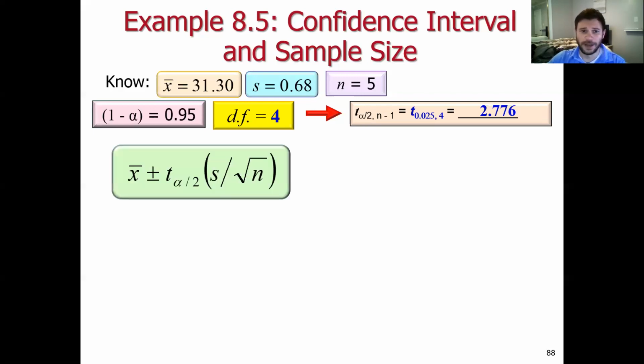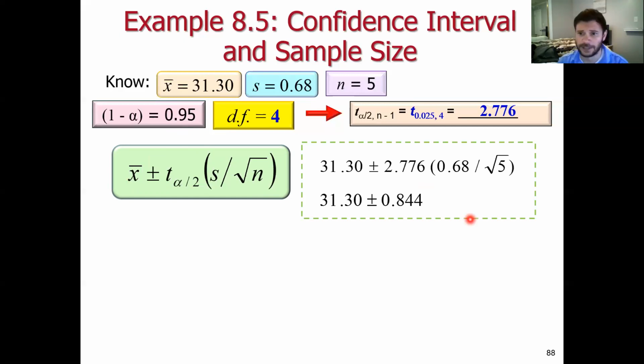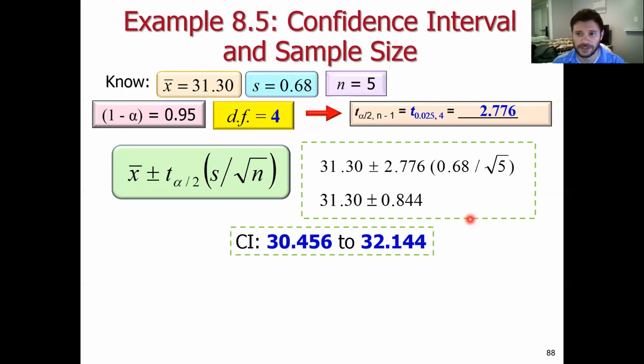Now we are in a good spot to plug and chug, given that we don't have enough observations to exploit the central limit theorem, and we did not know the population standard deviation. We've estimated it here. So we plug our values into our margin of error formula, plugging x bar in for x bar. We see that the margin of error for this confidence interval is about 0.84 on either side, 0.844 exactly. So if we take 31.3 and add and subtract that margin of error, this gives us a confidence interval that ranges from 30.456 to 32.144.